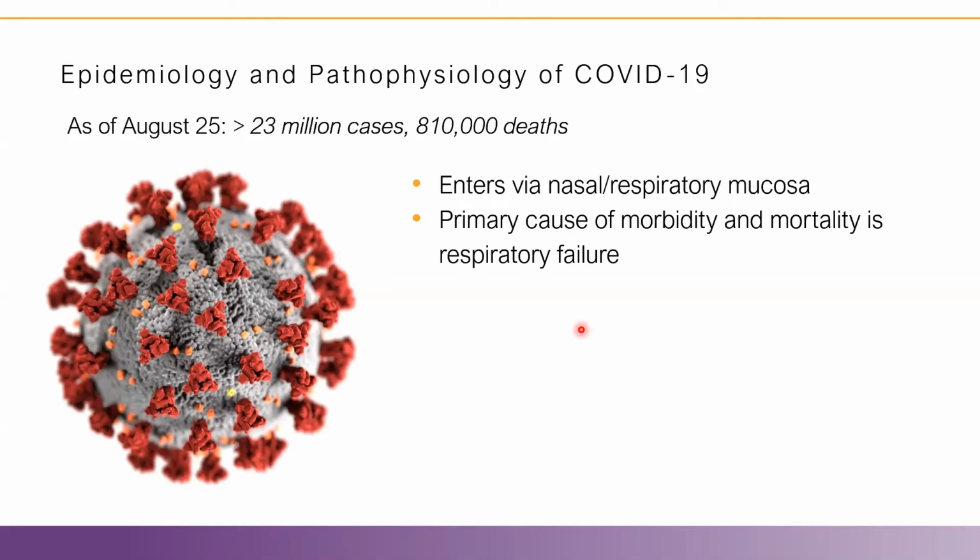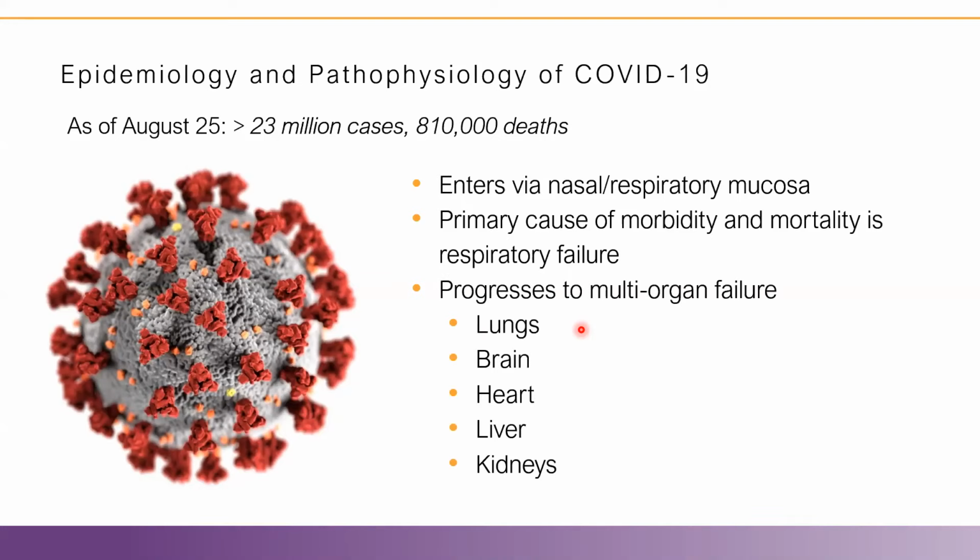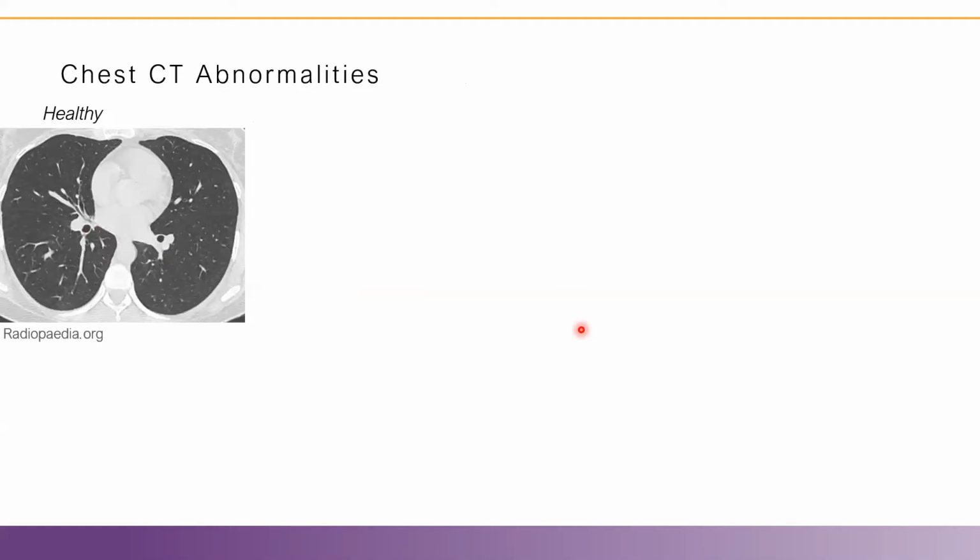Its primary mode of entry into the human body is through the nasal and respiratory mucosa. And of course, the primary cause of morbidity and mortality is respiratory failure. But beyond that, it will typically progress into multi-organ failure from the lungs and can impact the brain, the heart, the liver, as well as the kidneys. And so, of course, because the primary cause of morbidity and mortality is respiratory failure, I'm going to begin with imaging of the lungs this morning.